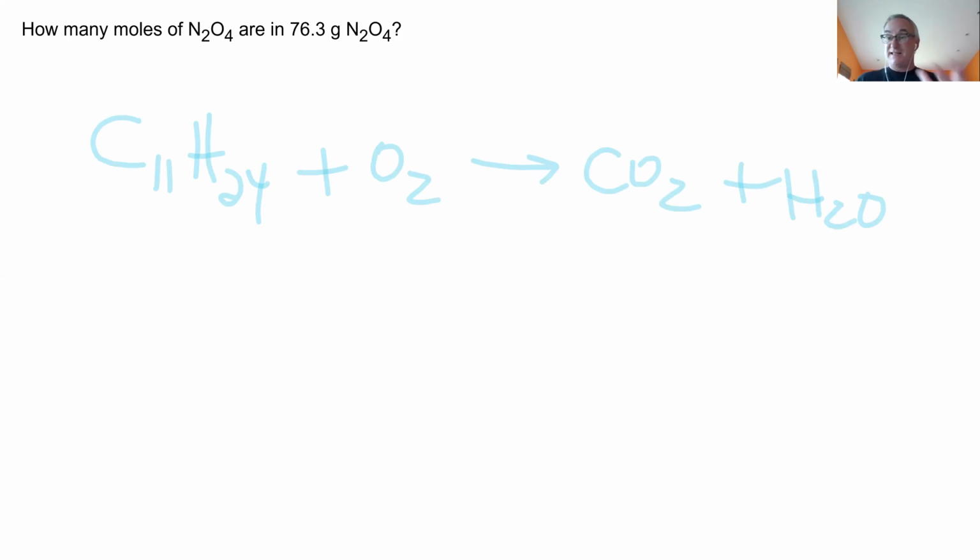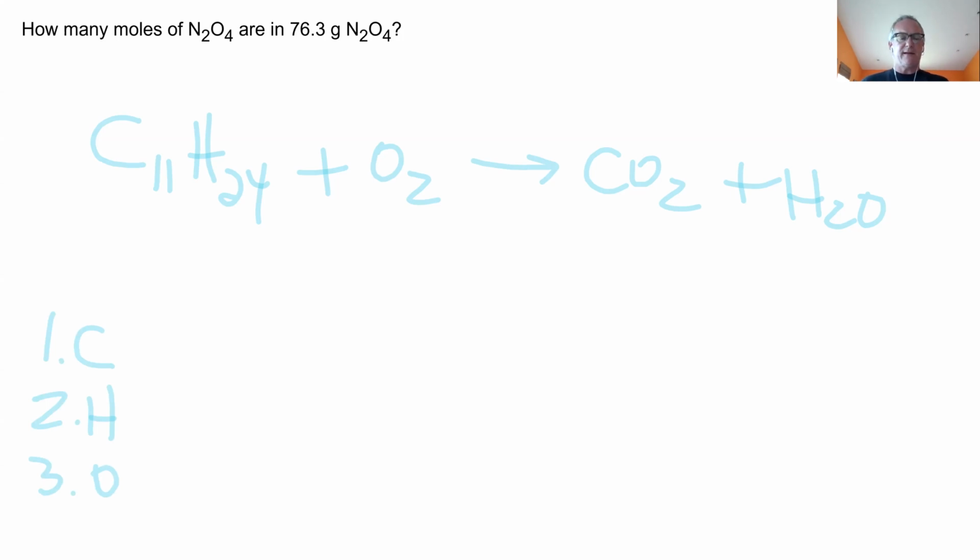So, like I said, what you want to do in these situations is balance your carbon first. So first we do carbon, and second we do hydrogen. And you save oxygen for last because the oxygen goes into both products, so it makes it a little tricky to do. So carbon, pretty straightforward.